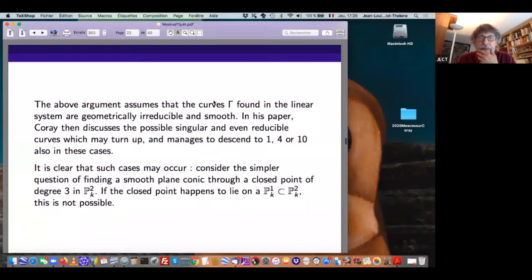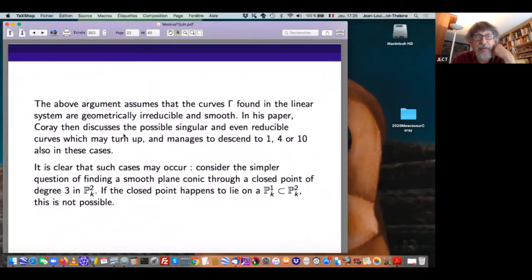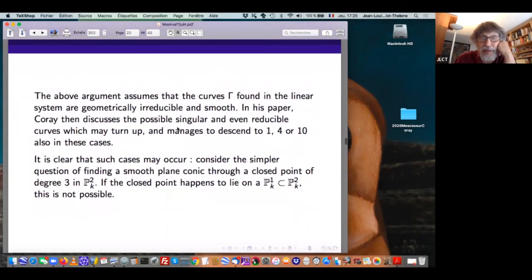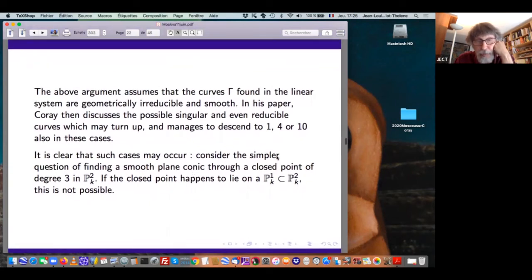Now, the above argument assumes that the curves gamma found in the Euler system are geometrically irreducible and smooth. As I said, in his paper Corey discusses the possible singular and even reducible curves which may turn up, and manages to get down to 1, 4, or 10 also in these cases. And it's clear that such cases may occur, because if you consider the simpler problem of finding in the plane a smooth plane conic going through a closed point of degree 3, well, if your closed point in the first place happened to lie on a line, then you cannot find a smooth conic, right? You have to move your closed point of degree 3 to be in a position to find a smooth conic through it.